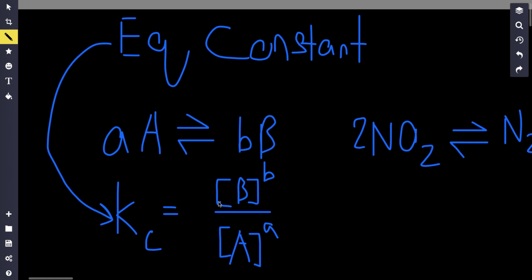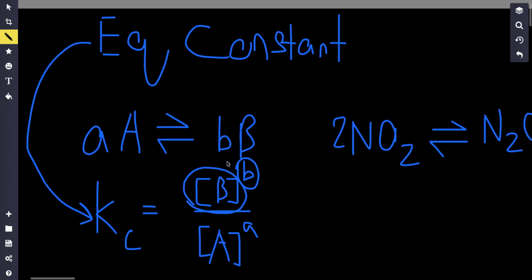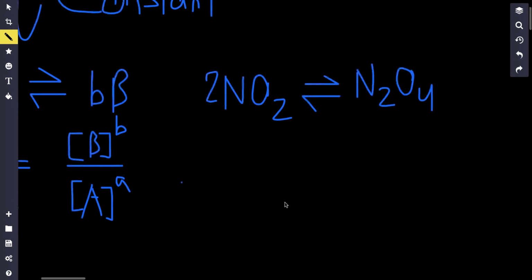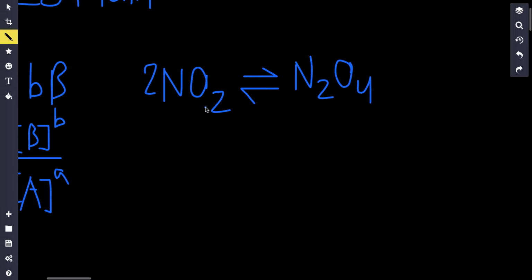In this case, it's going to be the concentration of B raised to the amount of moles there are. The little b represents the coefficient of the big B, basically how many moles of big B I have. It's going to be divided by the concentration of A, the reactant, raised to the amount of moles of the reactant.